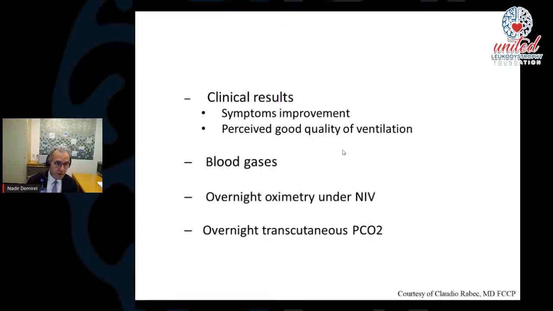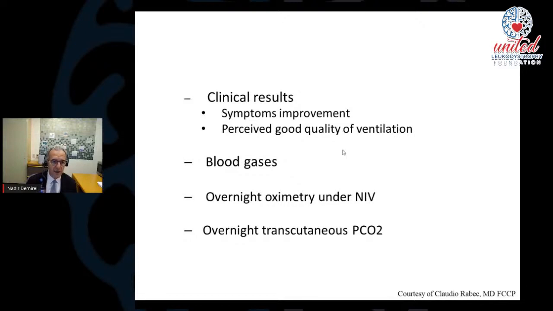So all the tools that we were using to detect hypoventilation, they should be and they can be used to monitor hypoventilation. So the clinical symptoms: are your symptoms improved after we start non-invasive ventilation, or is the quality of ventilation improved? So these are important. So it's important to follow someone closely.